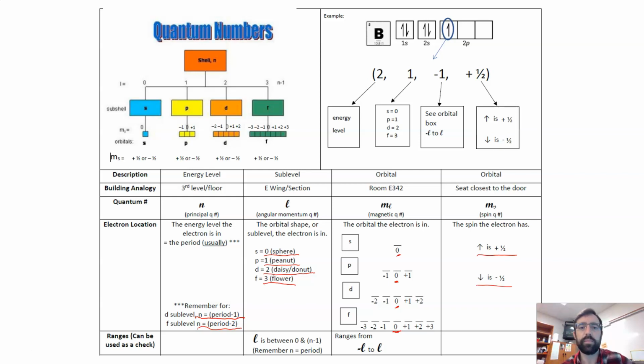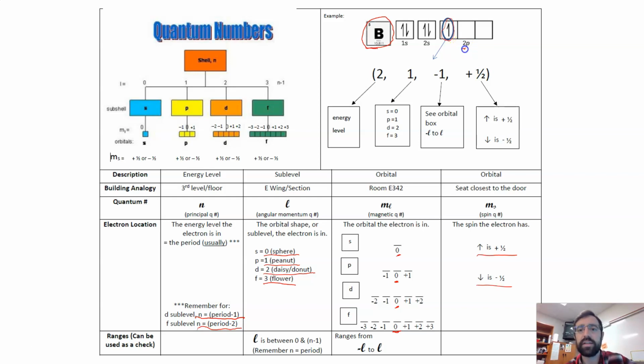So in this example, for boron, we want to look at the very last electron in boron. If we were drawing the orbital diagram, we would go 1s, 2, 2s, up and then down, that would be 2, and then we get to 2p, the last electron is right there, 2p1. So what we want to do is describe that electron.